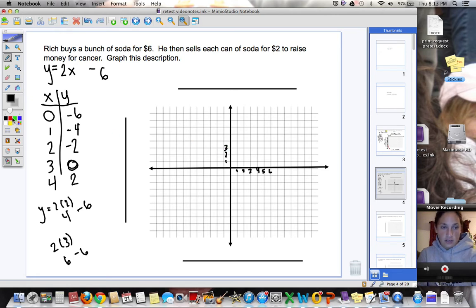So now all I have to do is plot these points. Where x is 0 at the origin, y is negative 6. 1, 2, 3, 4, 5, 6. Where x is 1, y is negative 4. 1, 2, 3, 4 in the negative direction. Where x is 2, y is negative 2. Here's 2. Down 1, down 2. Where x is 3, y is 0. Where x is 4, y is 2. So that's where he starts gaining his money. Now I put my line through it.